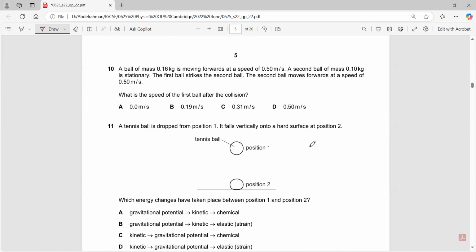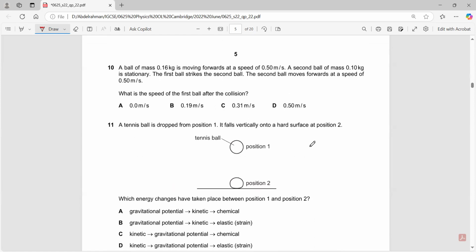A ball of mass 0.16 kilograms is moving forwards at a speed of 0.5 meters per second. The second ball of mass 0.1 kilogram is stationary. The first ball strikes the second ball. The second ball moves forward at a speed of 0.5 meters per second. What is the speed of the first ball after the collision? Okay, this is a simple two-body collision.